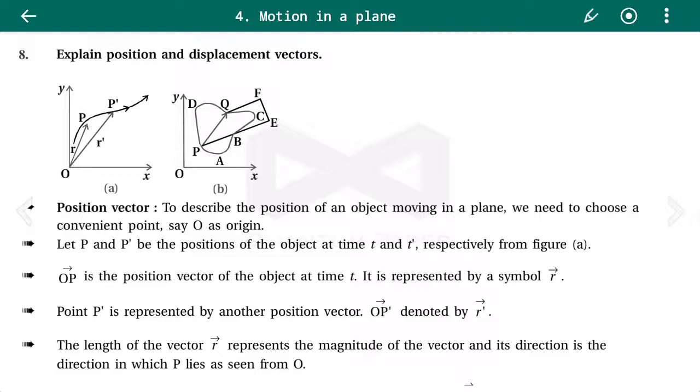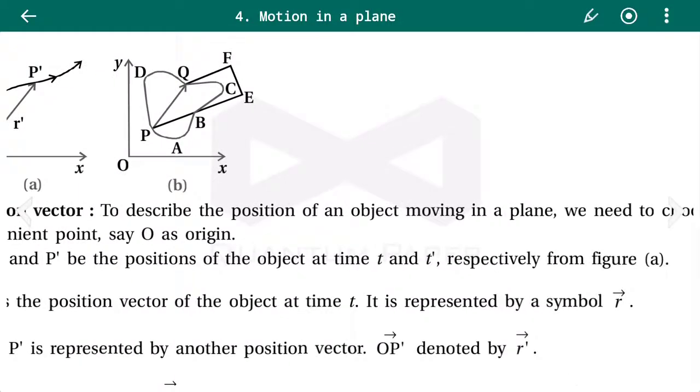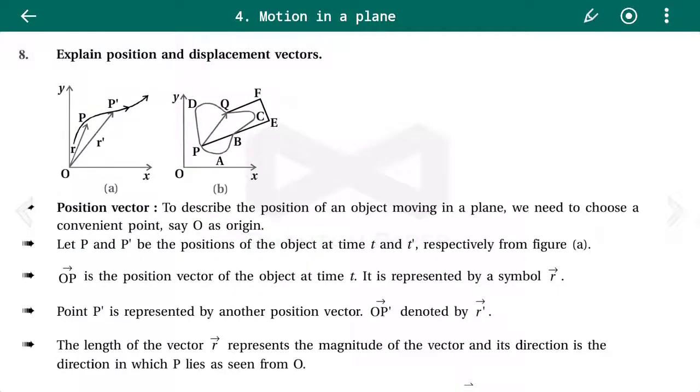And to mention the position of any object, we require a reference point, right? So if the object is moving in one dimension, two dimensions or three dimensions, to mention the position of the object you require a reference point. So here we are discussing the position vector of an object that is moving in a plane. Position vector. To describe the position of an object moving in a plane, we need to choose a convenient point, that is the reference point, say O as the origin, right?